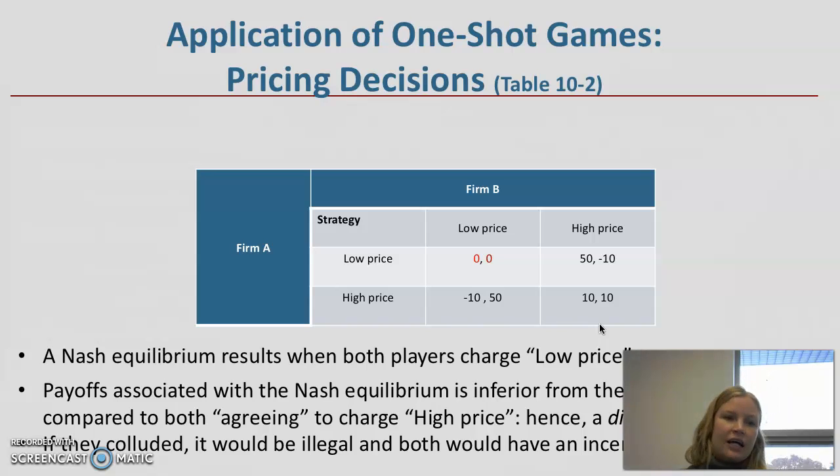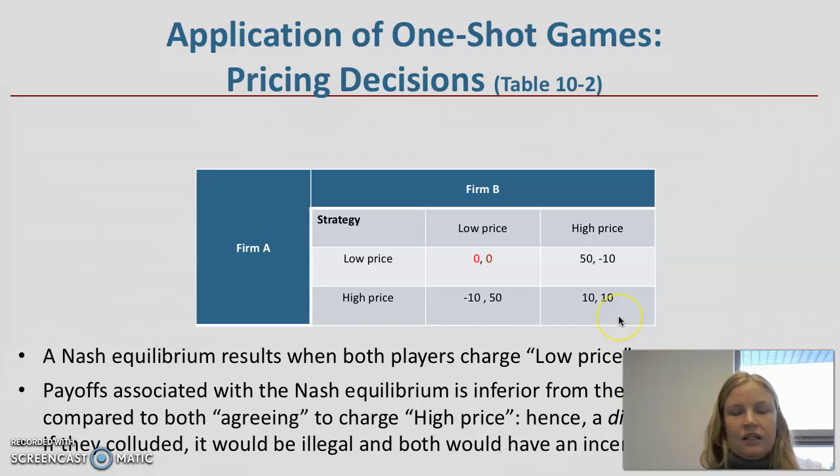So why do they not do that? Number one, it's illegal. That's collusion. It's happened before. I was just teaching my class. I teach the economics of art sometimes. And there was a big collusion scandal between Sotheby's and Christie's, the big auction houses, back in the early 2000s. It's illegal. You can't do that. And maybe more importantly, both would have an incentive to cheat.